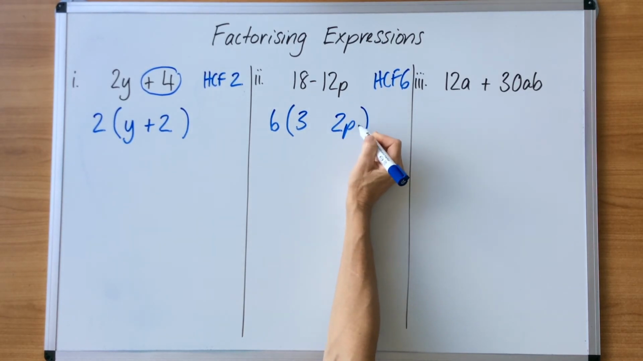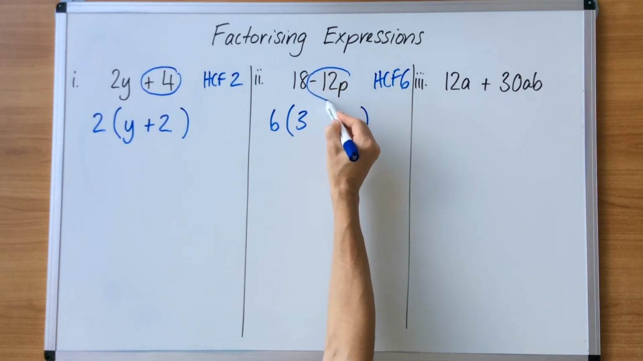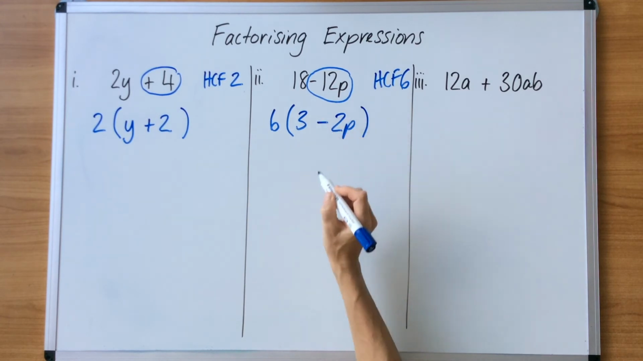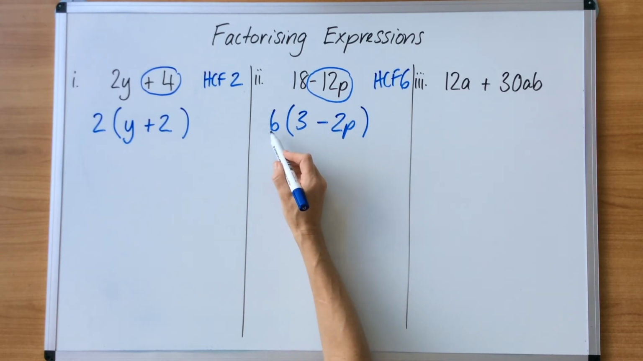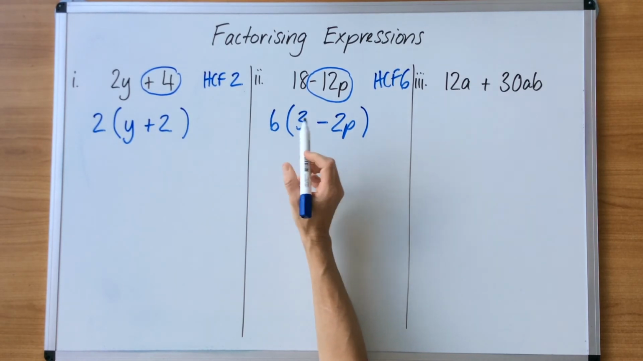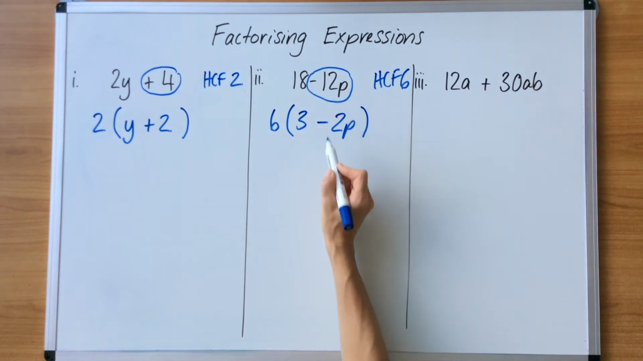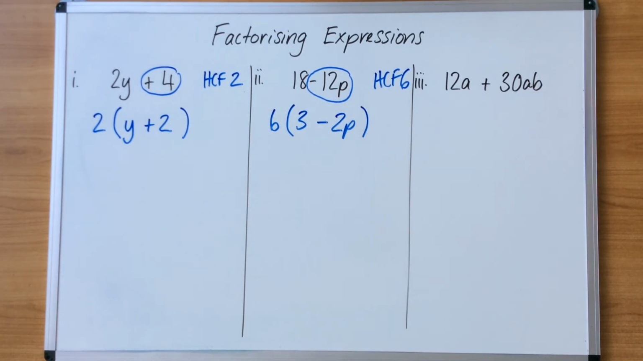Now we're not finished yet. 6 multiplied by a negative term must give you a negative answer because a positive and a negative leaves it as a negative. So the answer is a negative. So 6 multiplied by negative 2p will give an answer of negative 12p. So the answer here is 6 bracket 3 minus 2p bracket.